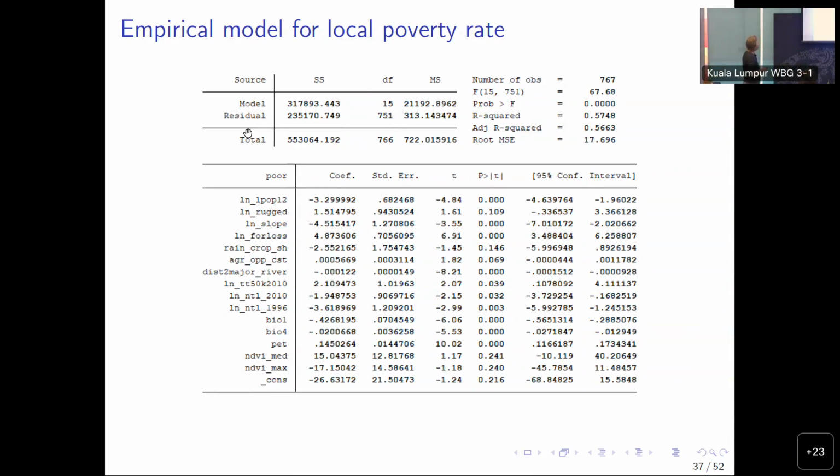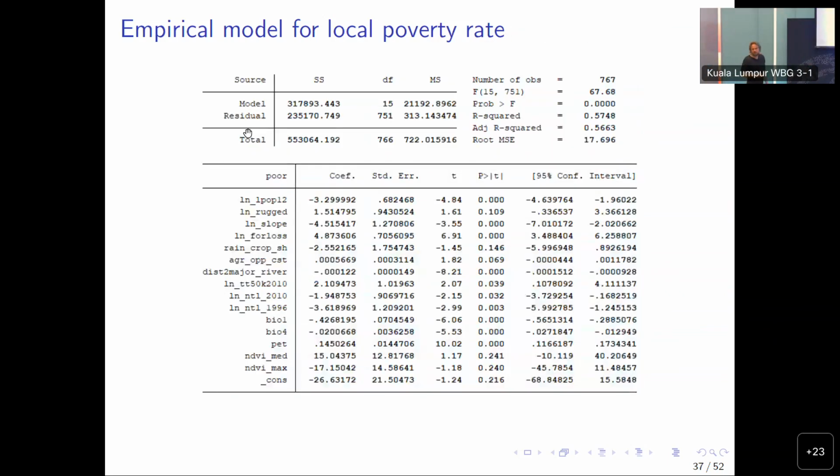What is there to say? Well, a lot of things make sense, right? For example, higher levels of nighttime lights mean lower poverty rates, and greater distance to the city means higher poverty rates. So a lot of these covariates make sense.